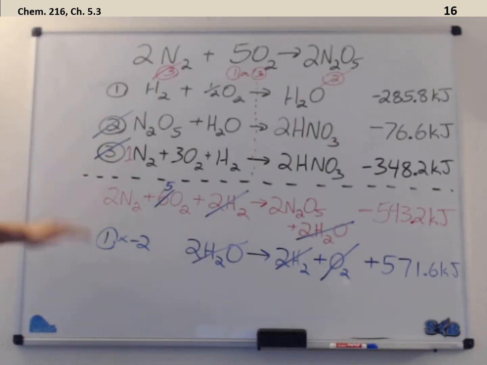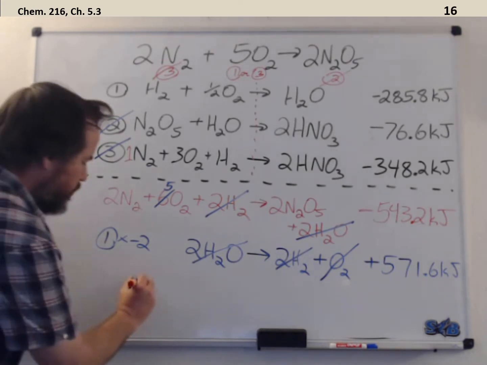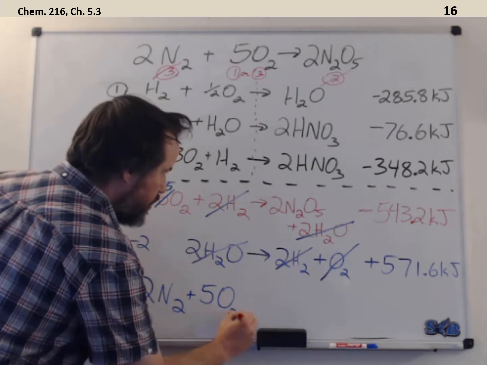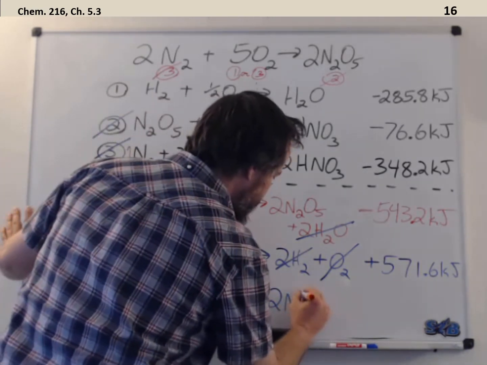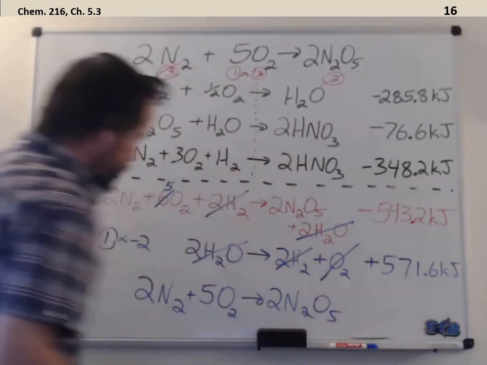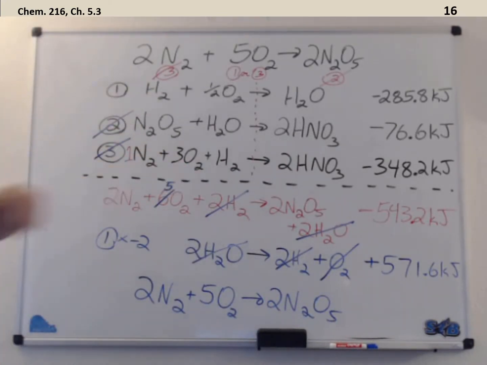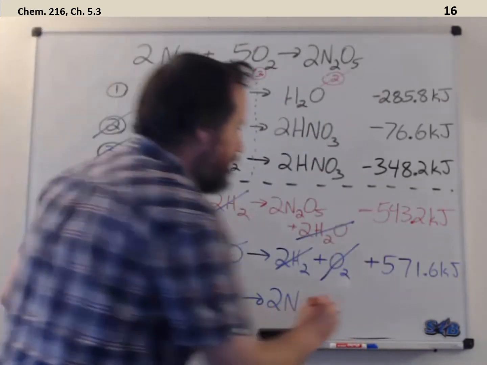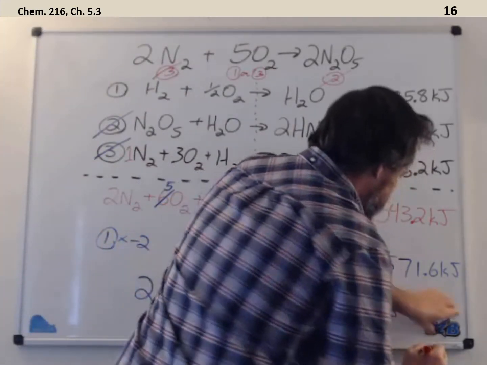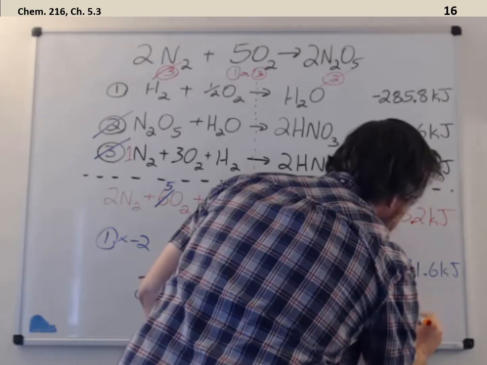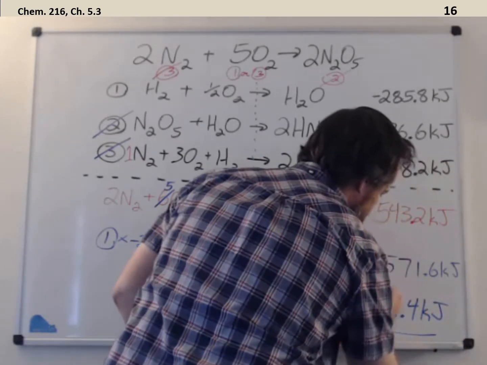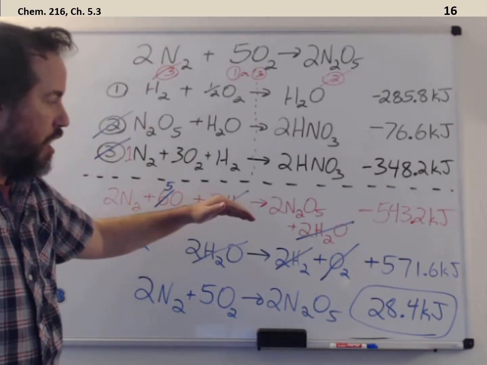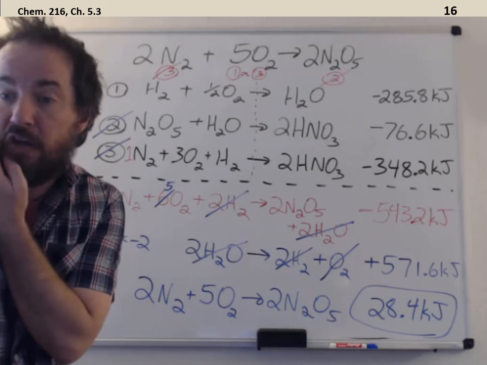Okay, so I have this. Let's write it down one more time. So I have 2N2 plus 5O2 going to form 2N2O5. That's what I wanted to begin with. So I can just add these two up, and I'll get 28.4. So I end up with 28.4 kilojoules.